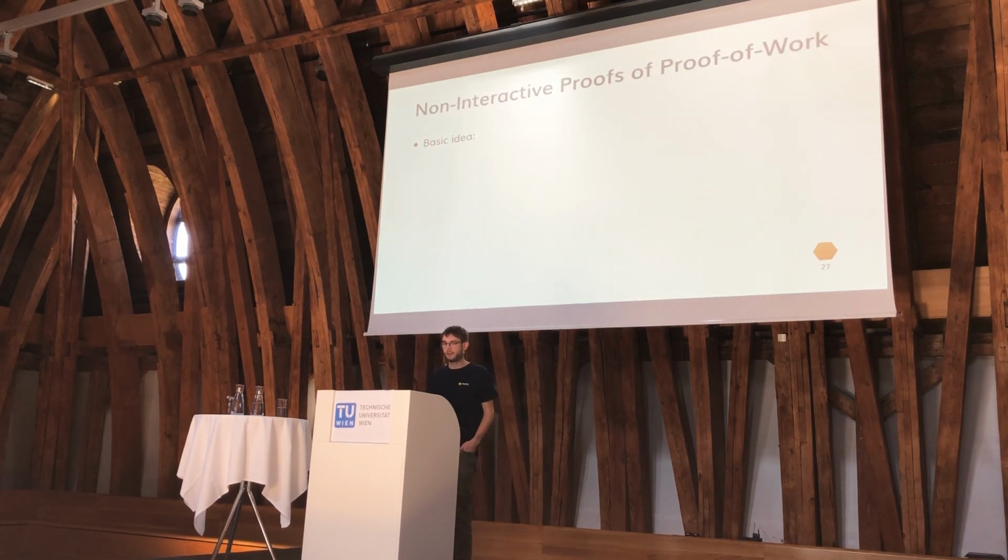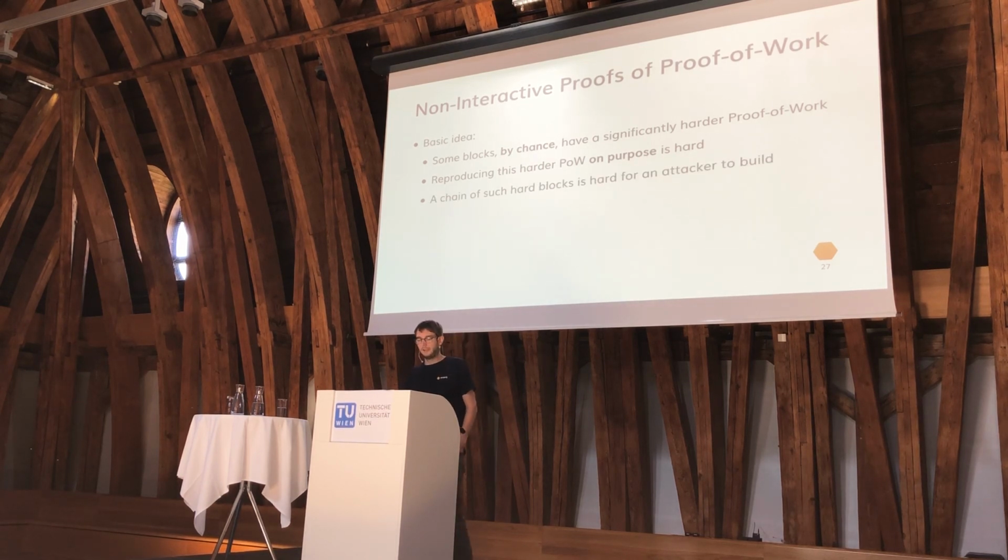Okay, let's talk about the non-interactive proofs of proof of work. The very basic idea here is that some blocks, by chance, when mining them, have a significantly harder proof of work than what is actually required to make this block accepted. But if you want to reproduce this significantly harder proof of work, because you're an attacker, that's hard if you want to do that on purpose. And if you even have a chain of these very hard blocks that you got by chance while mining, reproducing such a chain on purpose is very hard for an attacker to build.